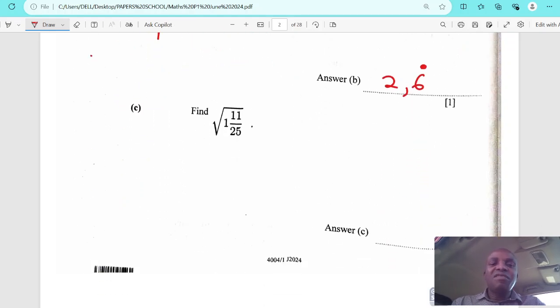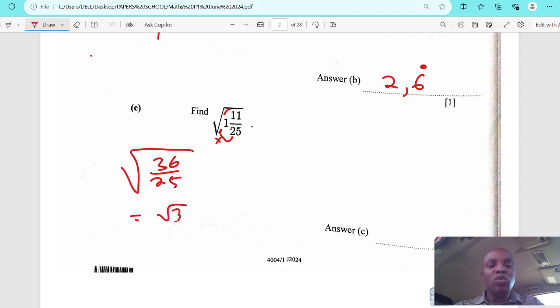Next, find this square root. First thing, you have to change your number to an improper fraction. This one is a mixed number. So you maintain your square root. Then you say 25 times 1, then plus 11. 25 times 1 is 25 plus 11 is 36 over 25. Then this is the same as root of 36 over root of 25. Root of 36, that's 6. Root of 25, it's 5.